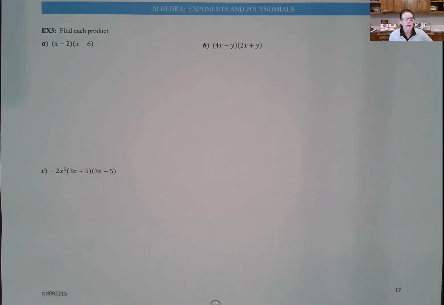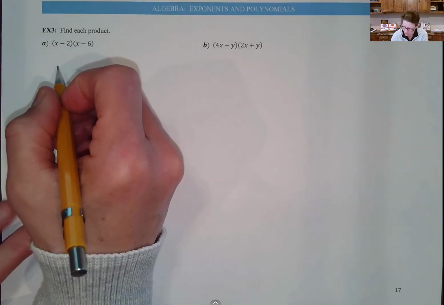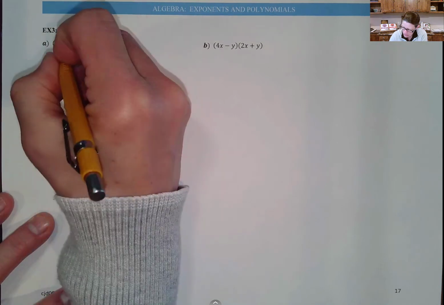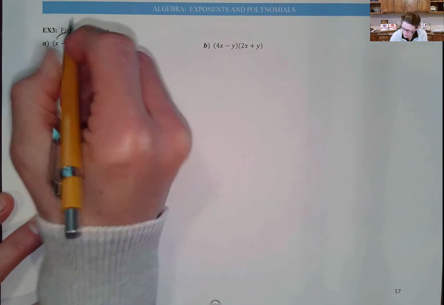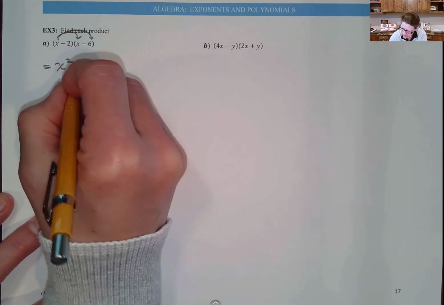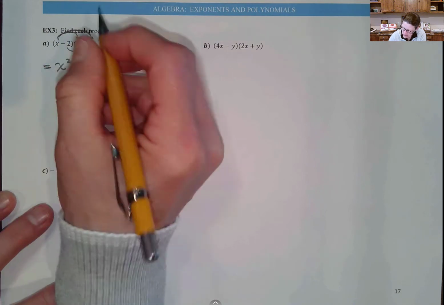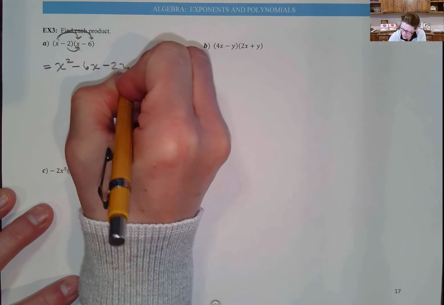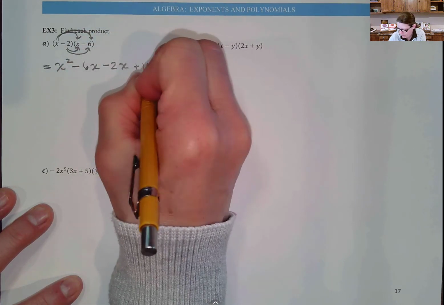In example 3, we're going to continue multiplying. Our directions here are to find each product, and the product is an answer to a multiplication problem. In part A, we're going to multiply two binomials, and I'm going to distribute, starting with the x. X times x is x squared. X times -6 is -6x. -2 times x is -2x. And -2 times -6 is +12.